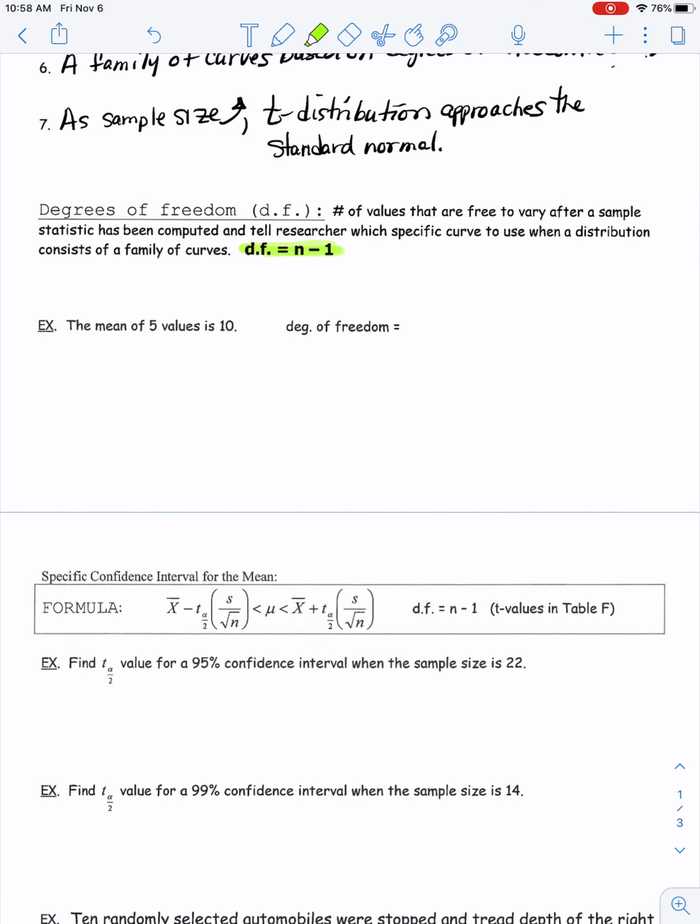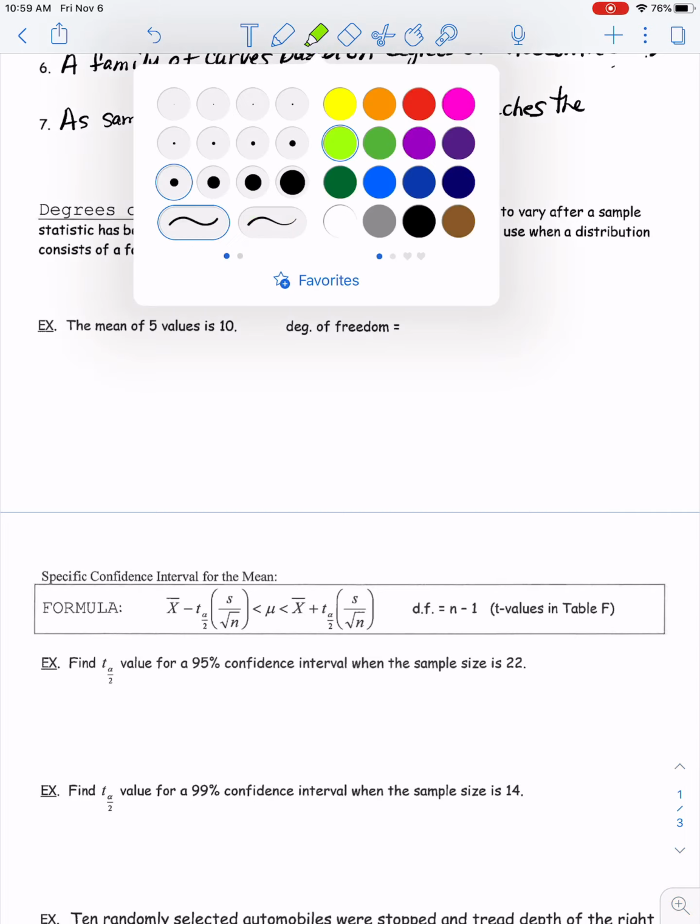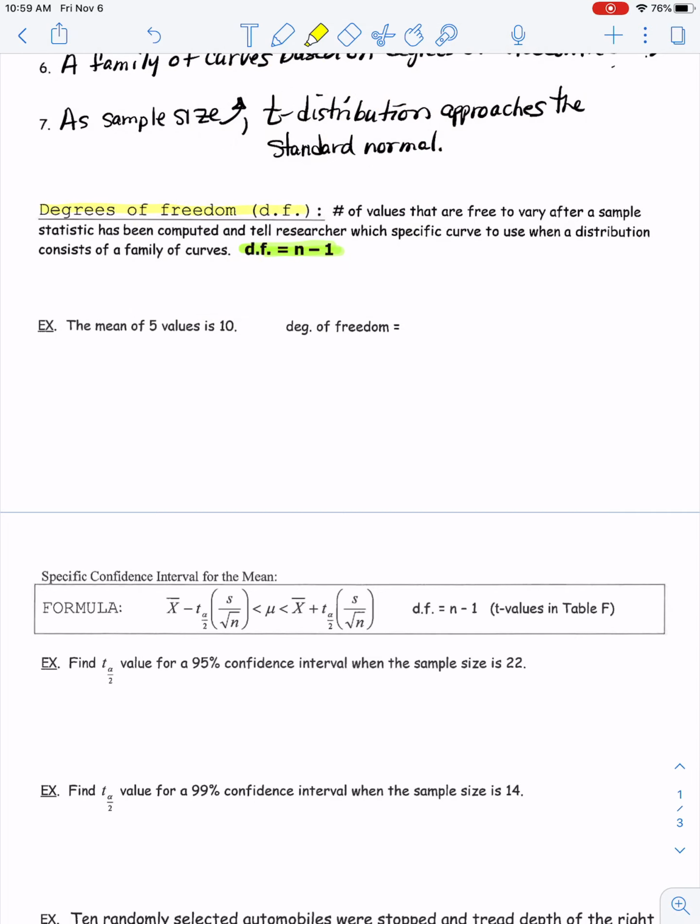All right, so degrees of freedom, or DF: the number of values that are free to vary after a sample statistic has been computed, and it tells the researcher which specific curve to use when a distribution consists of a family of curves. Degrees of freedom is always equal to n minus 1.